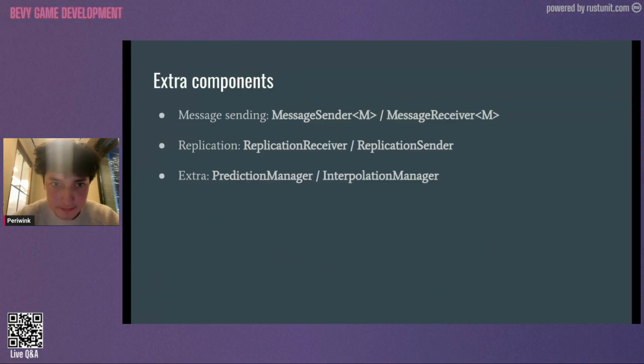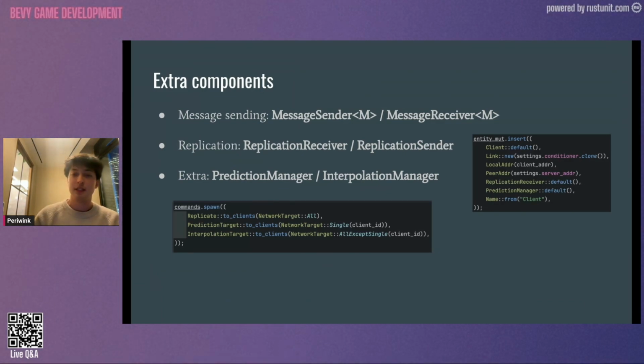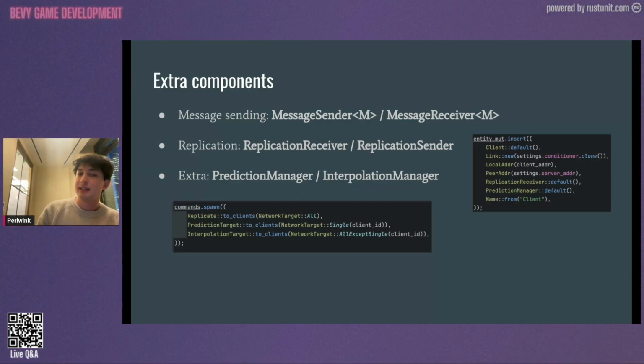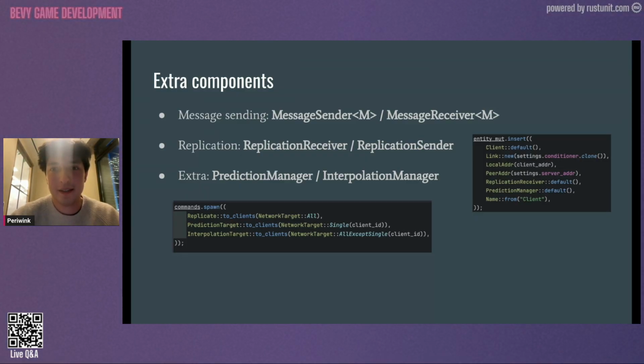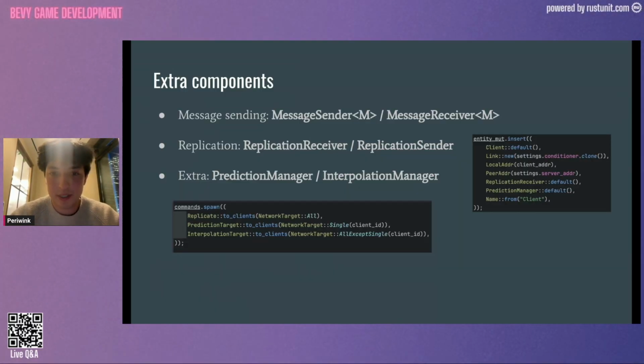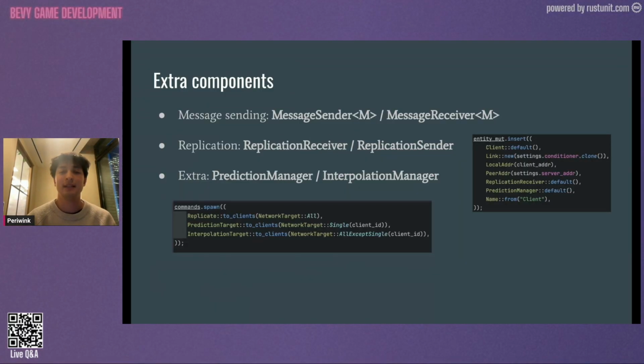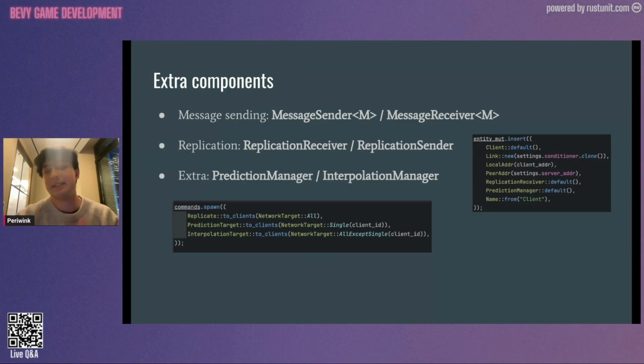And then there are extra components that let you add extra capabilities to each of the peers connected on the network. So there's, for example, message sending. You can add a message sender or message receiver for a given struct to be able to serialize and deserialize the raw bytes that you receive into actual structs that you can use. There's also replication: replication receiver, replication sender. That's basically sending the state of the ECS, so the components and the entities of your world, to the remote world. And then there are some extra components that can be added to enable prediction or interpolation.